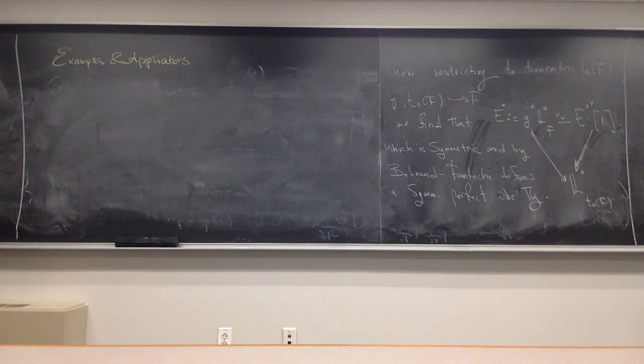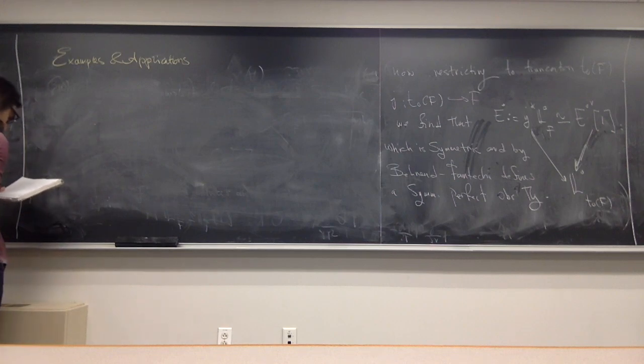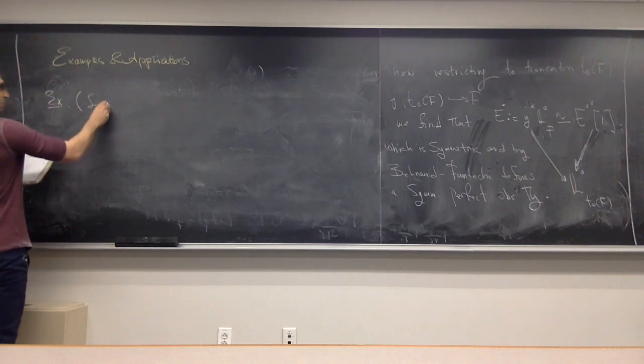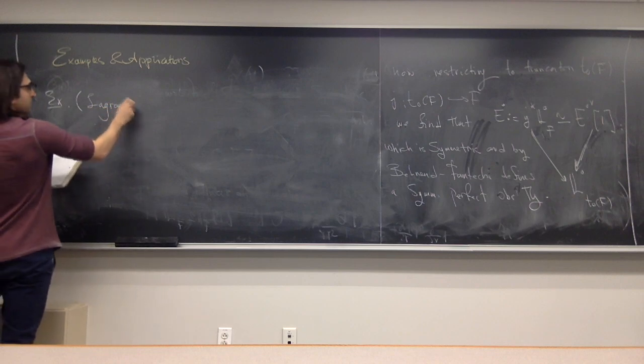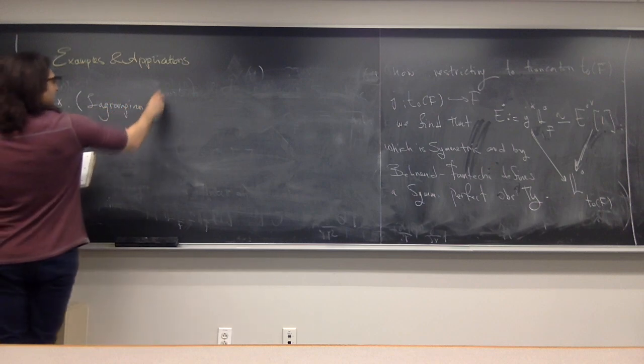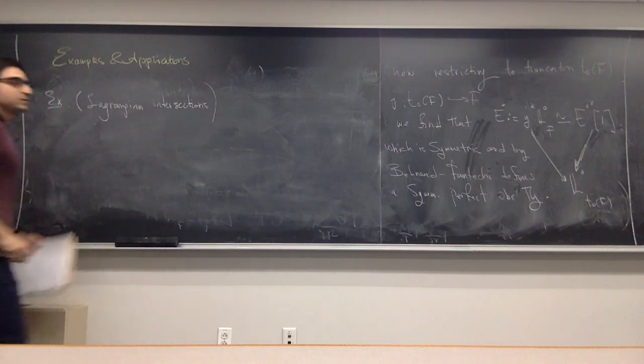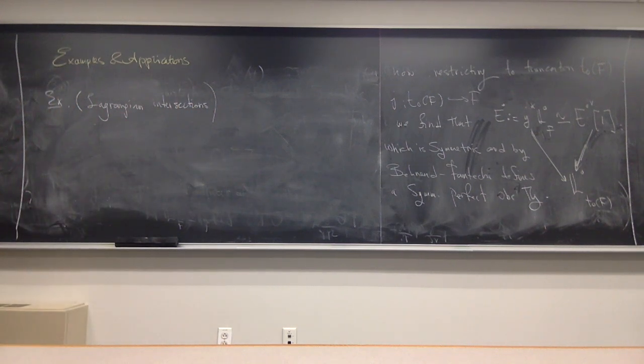Now, I wanted to say something else, maybe. Did I say it in here? Yeah, so this is good. Another example: maybe Lagrangian intersections. These are examples of basically how useful this theory is.